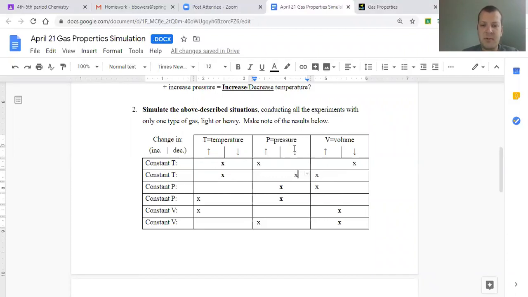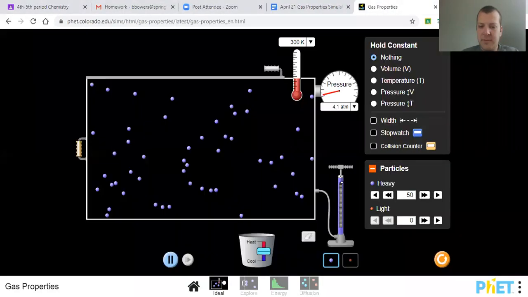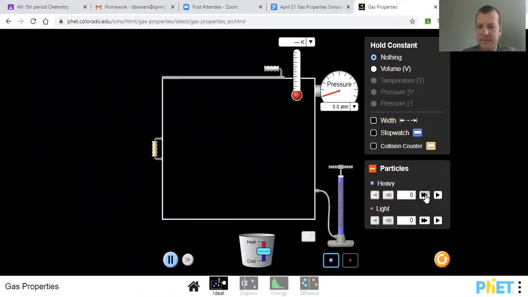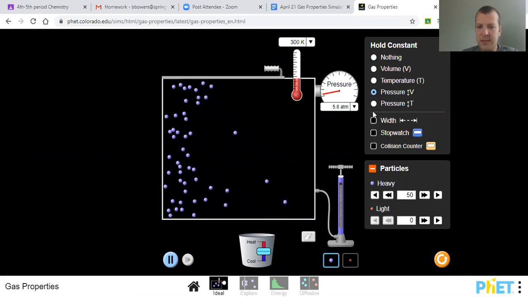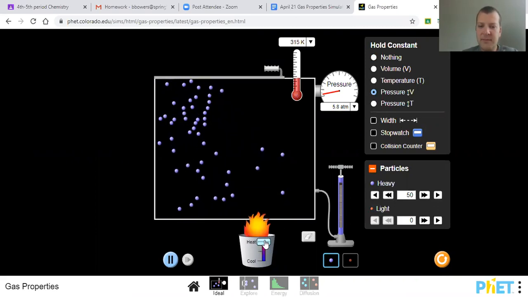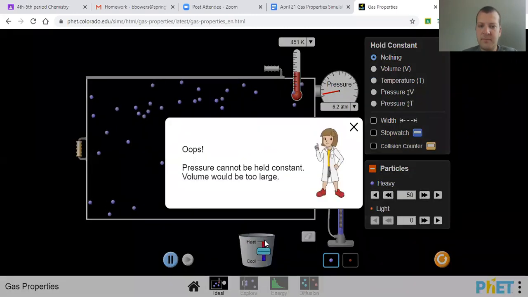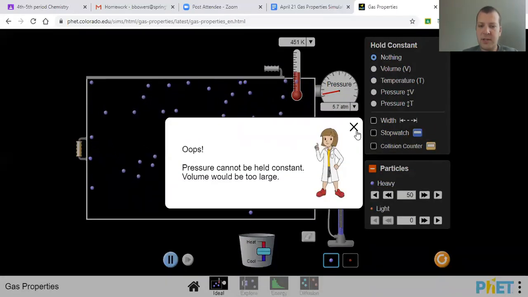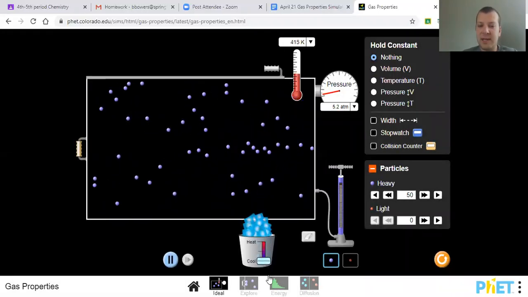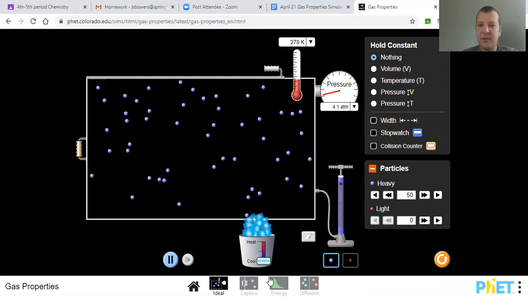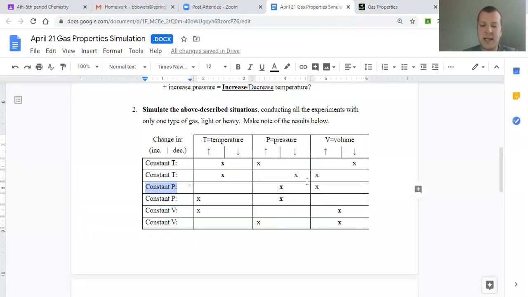The last one is temperature. It shows right here, I have to have a constant pressure, constant P. So I'm going to restart and add some particles. I'm going to keep my pressure equivalent. However, what happens if I add heat? What happens to my volume? Oh, pressure cannot be held. The volume is too large. This is how you add heat or take away heat. You can cool things down. Those are just ways you can simulate it.